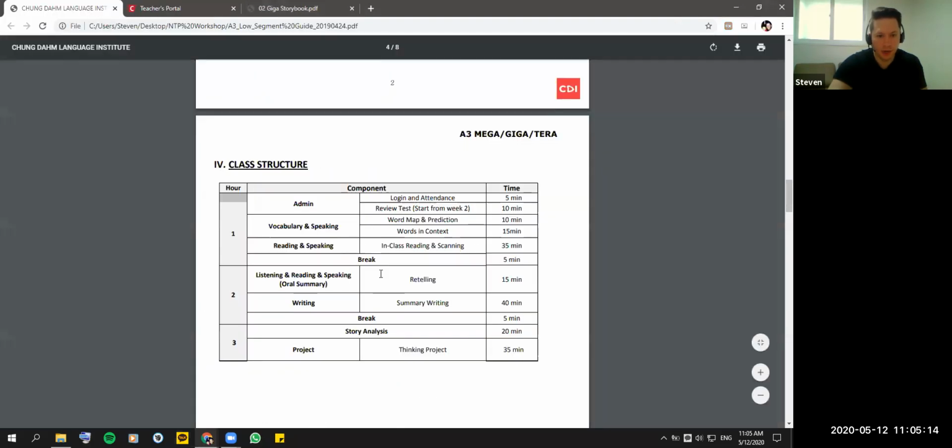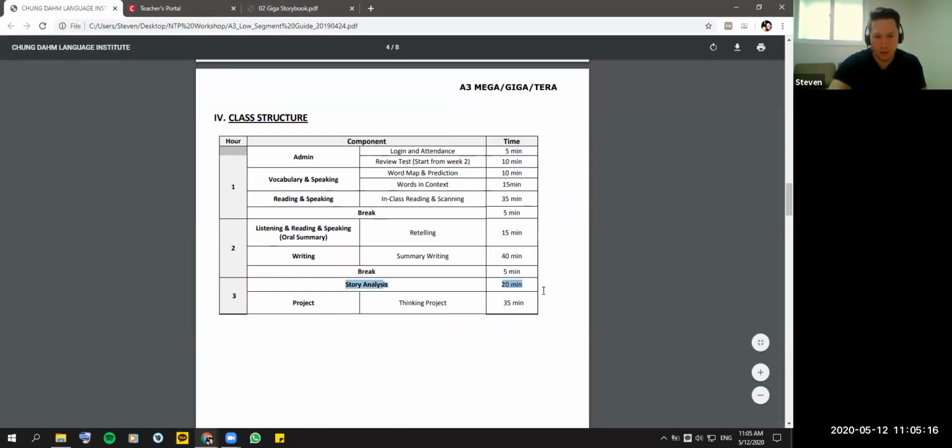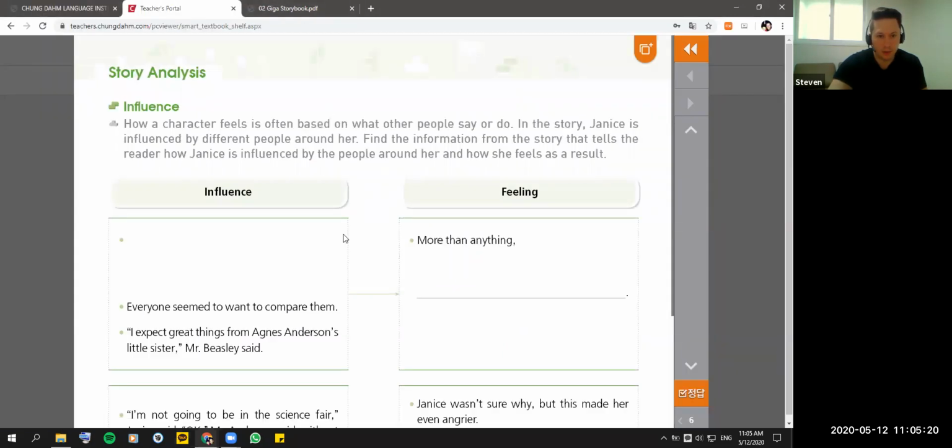Okay, so this is story analysis. We're here, and they recommend 20 minutes on this. So today's story analysis is going to be based on the concept of influence. You could have a media card here explaining what influence is, personalize it, relate it to the kids, ask them to talk about who influences them, why those people influence them, just so you get the concept in their head and they understand what we're talking about.